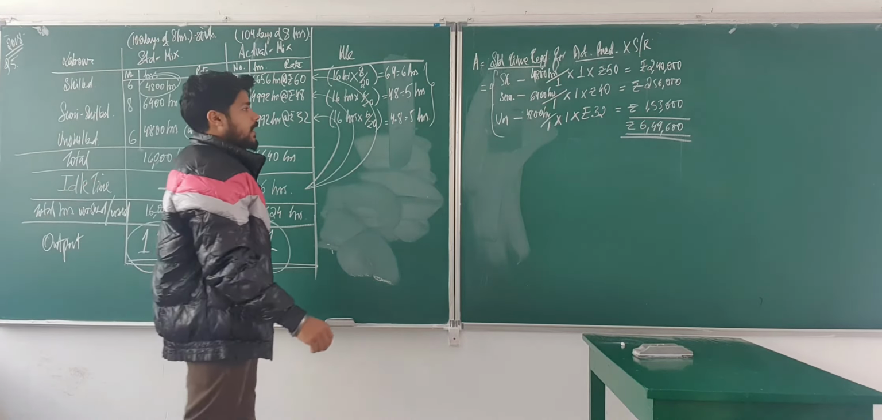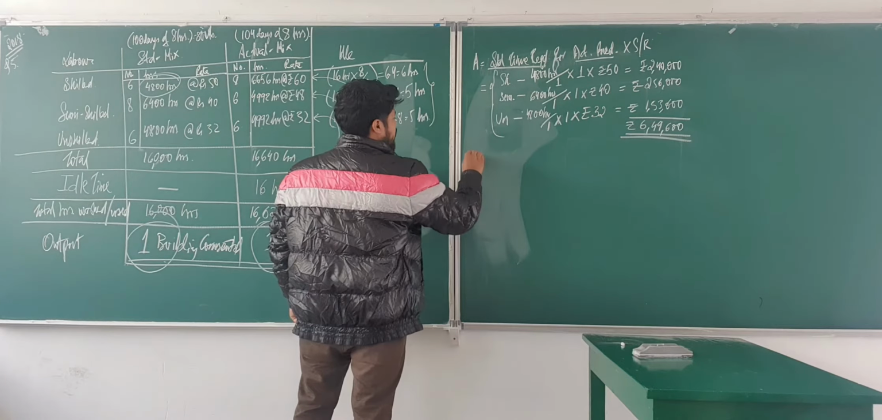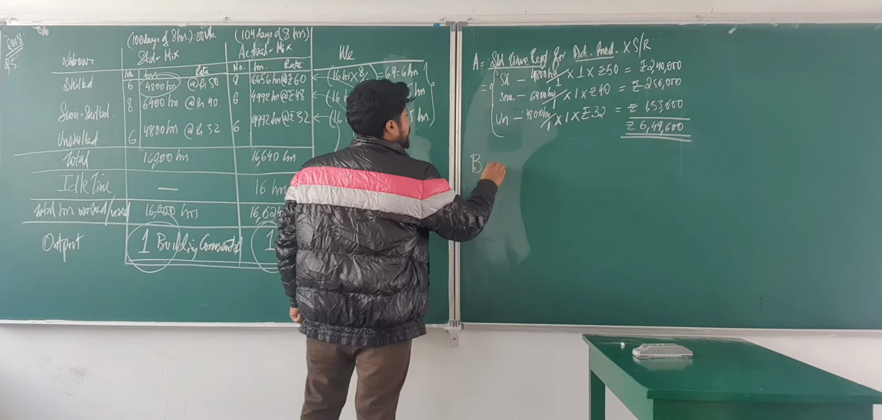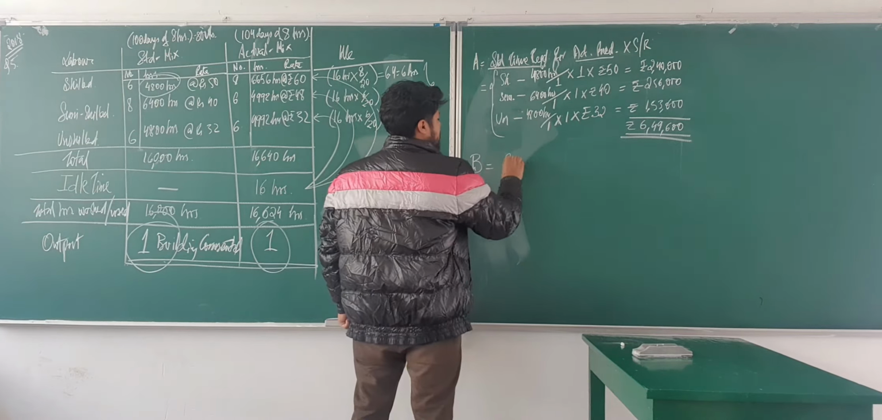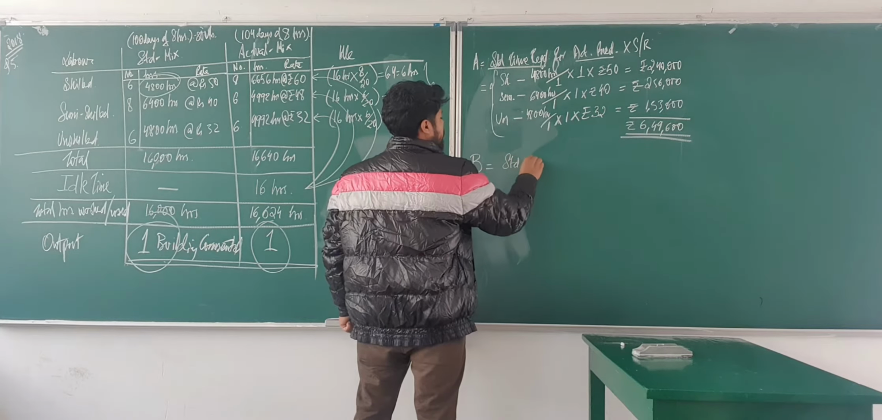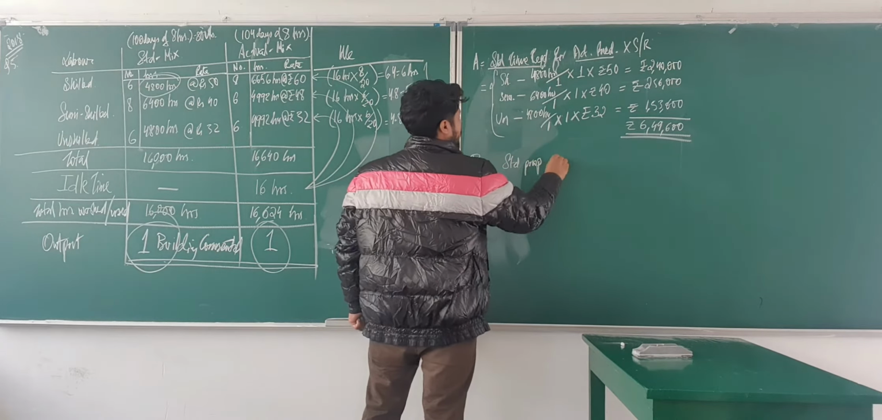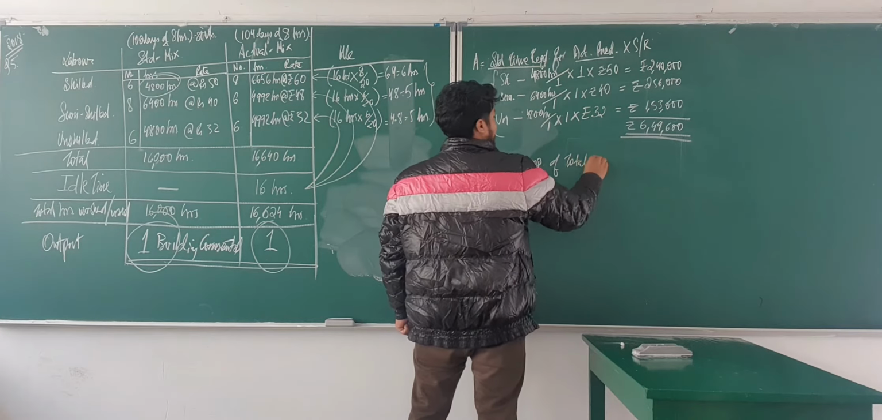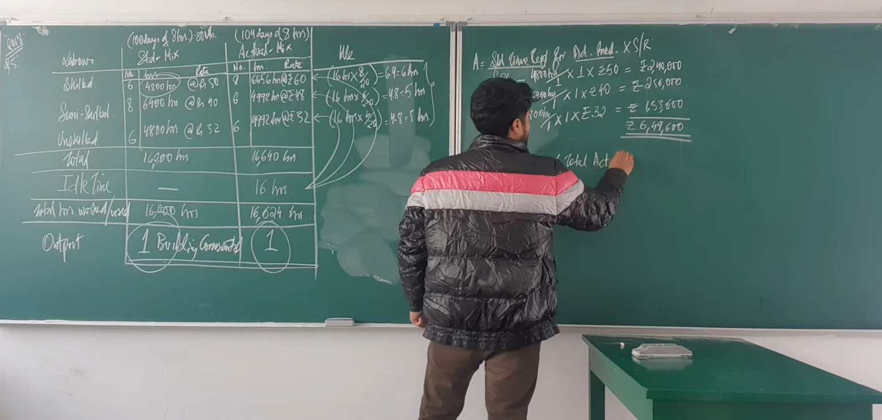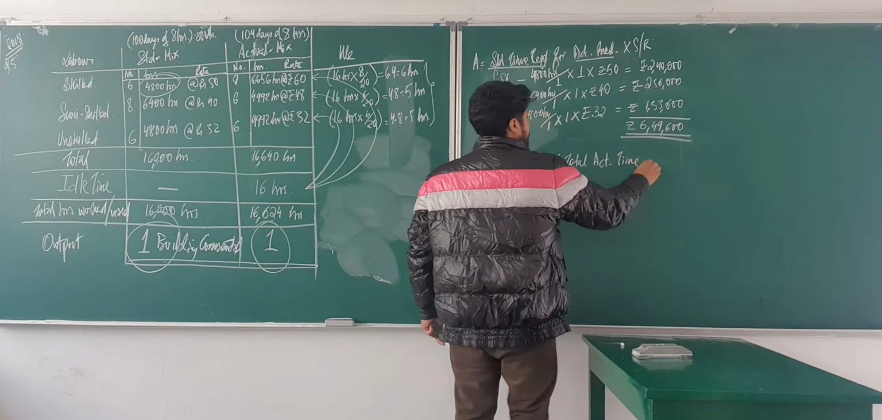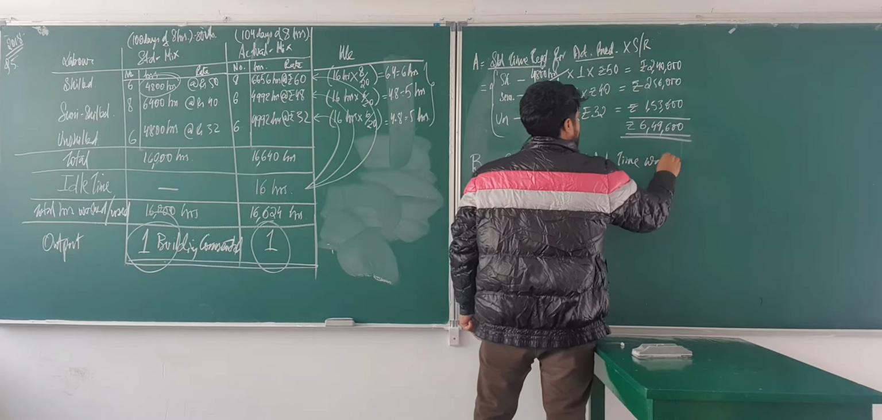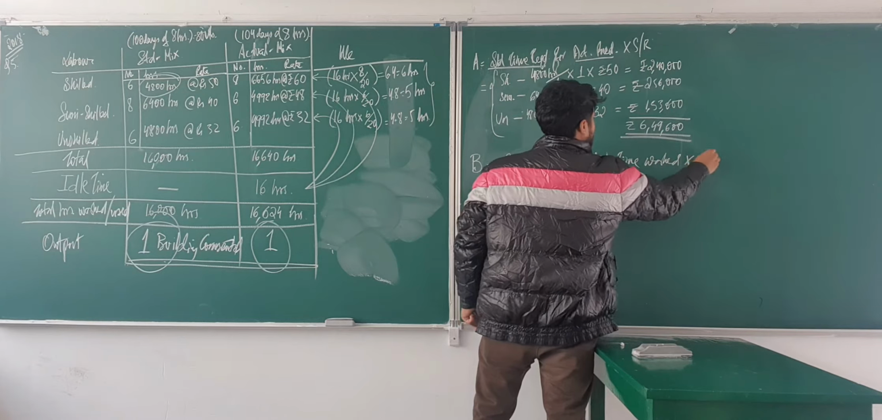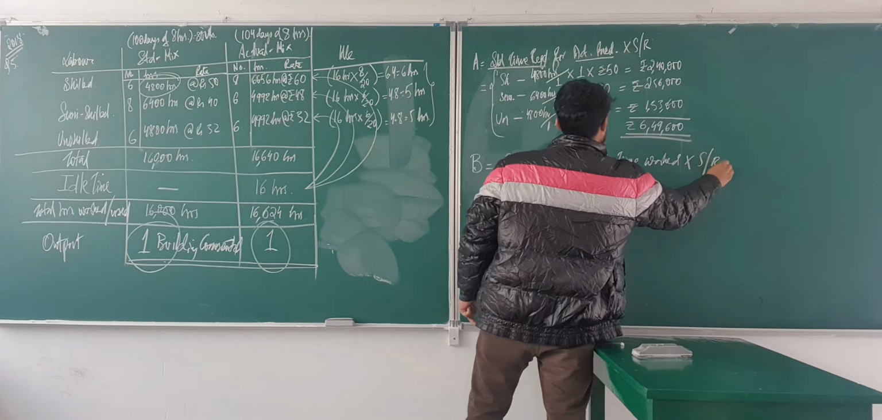Okay, once you're done with A, you have to calculate B. What's the formula for B? Standard proportion of total actual time worked or used, whatever you want, into standard rate.